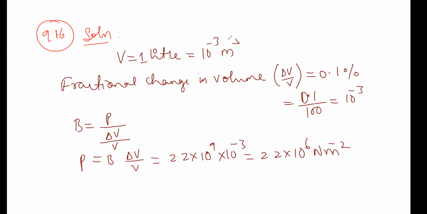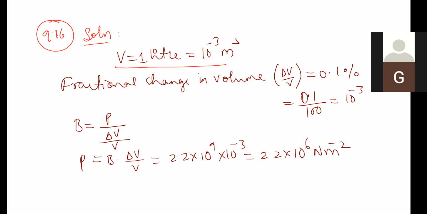So this is very easy. So what we did here: volume they have given. How much volume? 1 liter they have given. So 1 liter, if you convert in terms of meter, we write 10 to the power of minus 3 meter cube. And we know from the bulk modulus that the fractional change in volume is nothing but delta V by V. So delta V by V, in terms of percentage they have given, that is 0.1%.